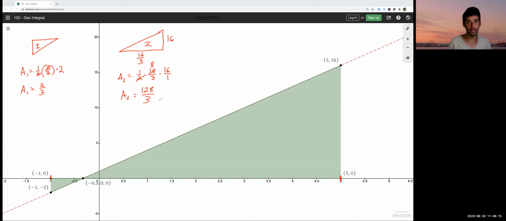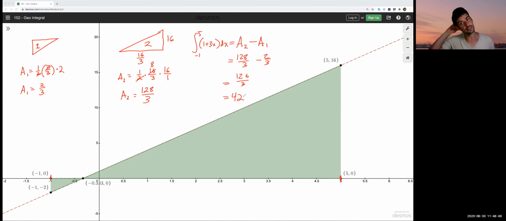Okay, now here's the big idea for our integral, -1 to 5, 1 plus 3x dx. This is the signed area. Again, what I mean is areas below the x-axis are negative, areas above are positive. So this is going to be the positive area, the thing I called A2, minus the negative area. And that's 128 thirds minus 2 thirds, which is 126 thirds, which is equal to 42, which is exactly the result we got just a few moments ago.